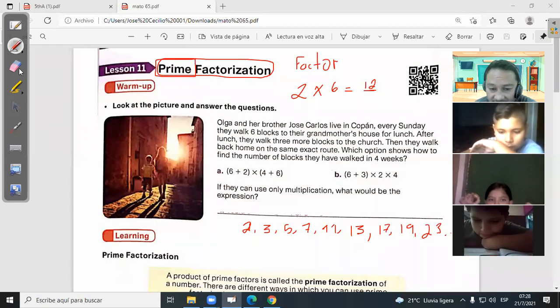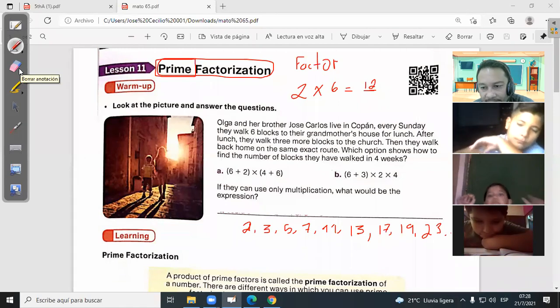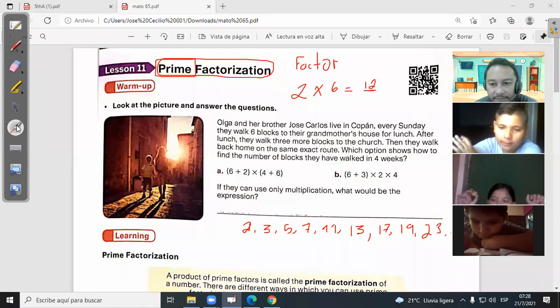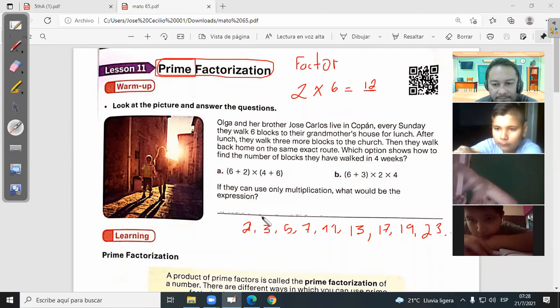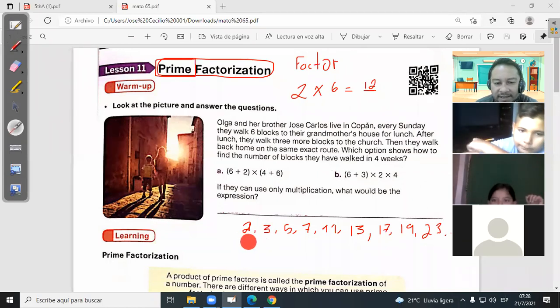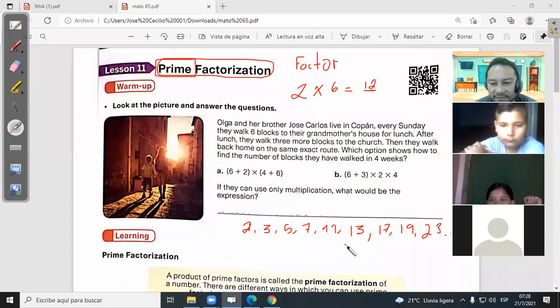Is it clear till now? Yes. Someone says no. Remember that this is related to divisibility, multiples, and composite and prime numbers. Okay, Gia, what don't you understand about this one?